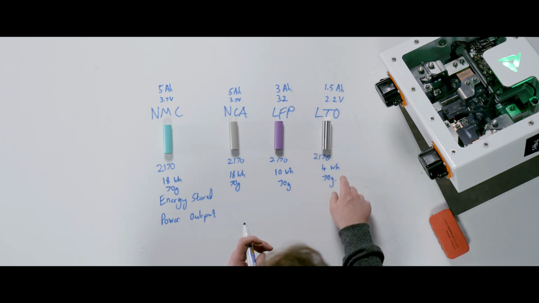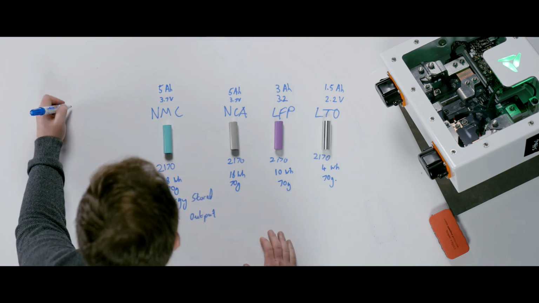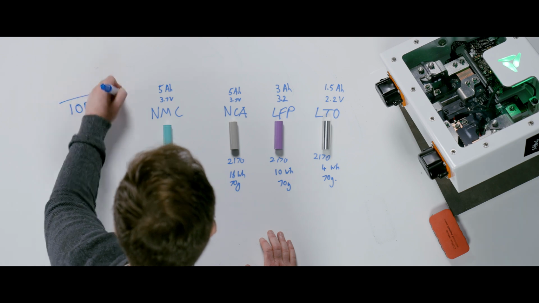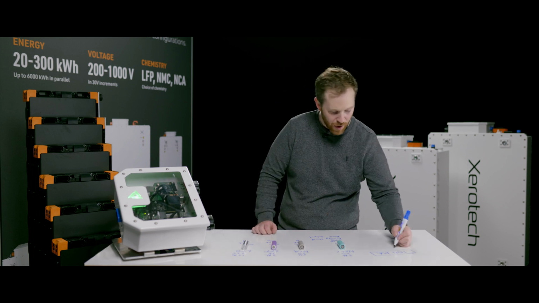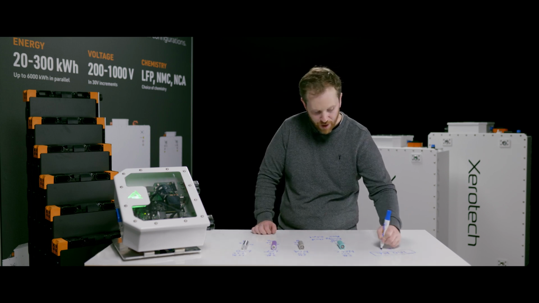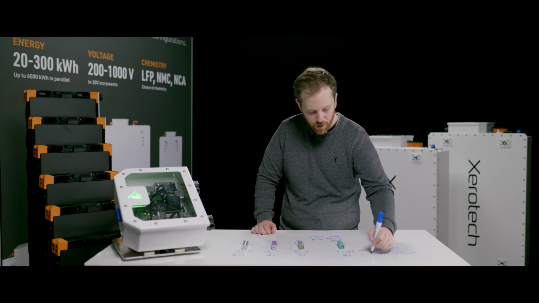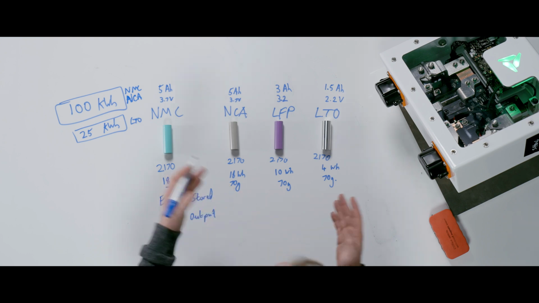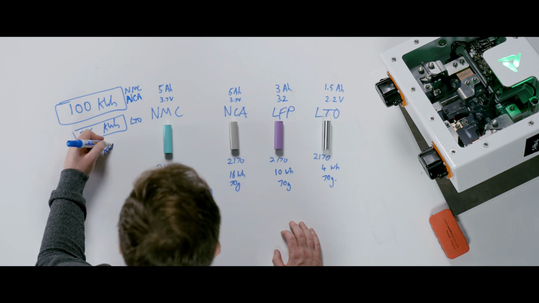So taking the most extreme case here, if you had an NMC battery pack that was 100 kilowatt hours, like in a car, for the same size and the same weight of battery pack, you would only have roughly a 25 kilowatt hour LTO battery pack. And the LFP will be somewhere in between, at approximately 60% of the energy. So the LFP will probably be around 60 kilowatt hours.